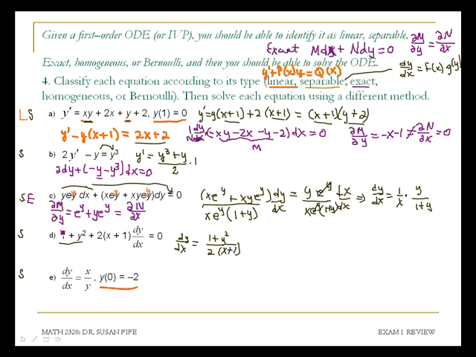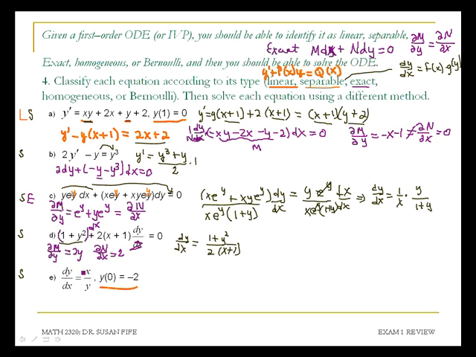D, if I multiply by dx, then I get 1 plus y squared dx plus 2 times x plus 1 dy equals 0. And if I do my partial derivative of M with respect to y, I'm going to get 2y, and partial derivative of N with respect to x is just 2. This one is not exact.